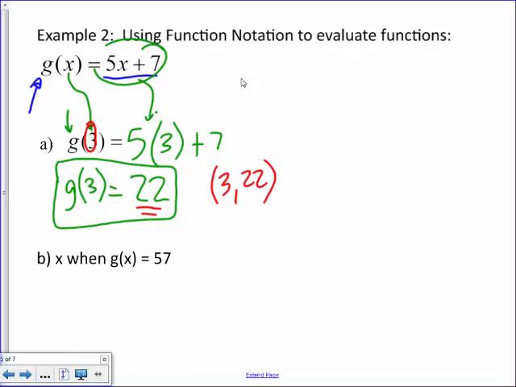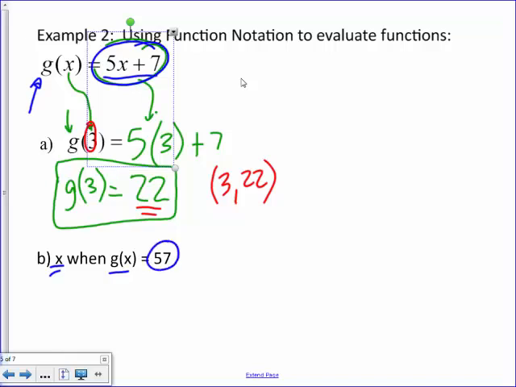And what about this other guy? Now it's saying find x when g of x is 57. Well, what is g of x? G of x is this right here, that 5x plus 7. So I'm saying that is 57.